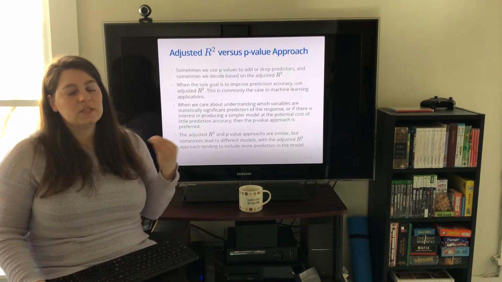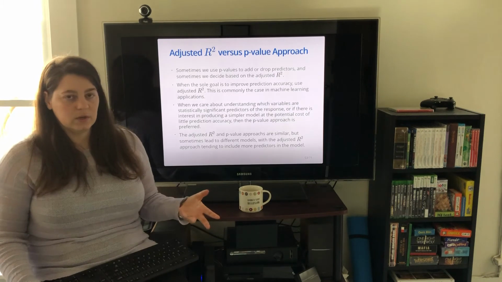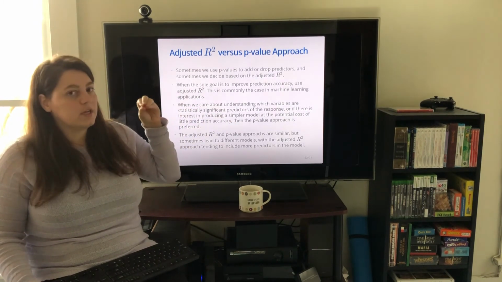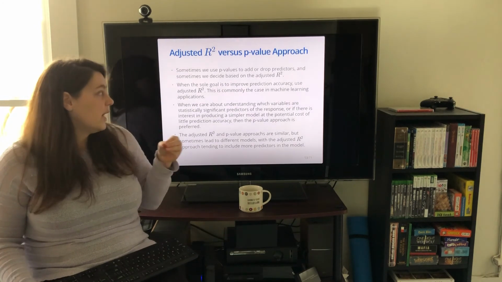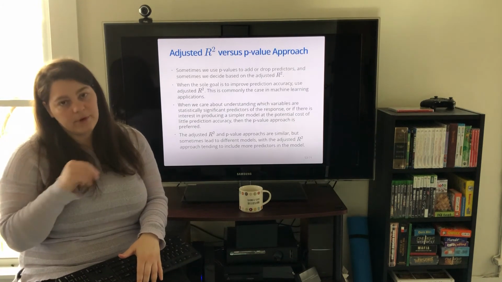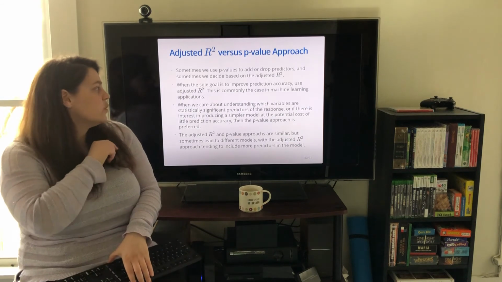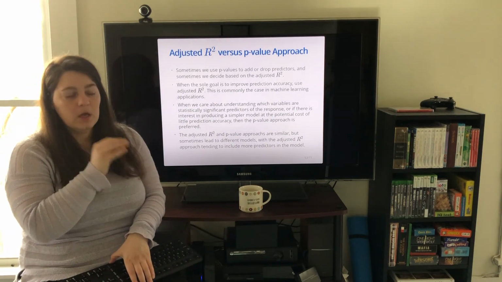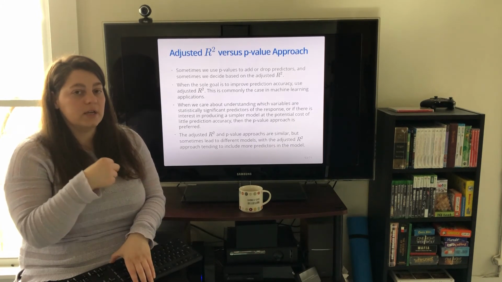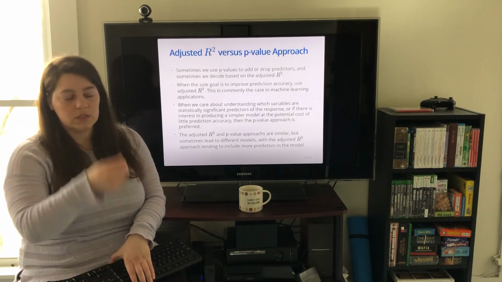Backwards and forward selection tend to arrive at a model that's at least close, and we just use adjusted R-squared as the tiebreaker. But the choice between p-value and adjusted R-squared actually depends on what you're trying to do. Sometimes the goal of the regression model is just to make really good predictions. And in that case, we want to use adjusted R-squared. That's very common in machine learning or computer science applications. Really, you're just trying to maximize your prediction accuracy, so you're going to pick a model based on the adjusted R-squared.